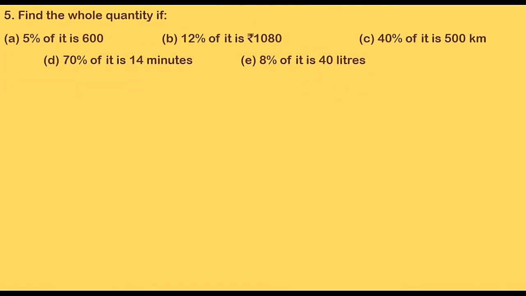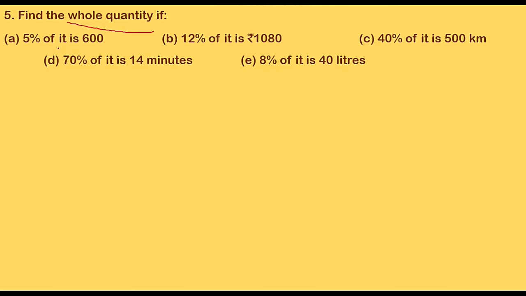Next question, question number 5. Find the whole quantity if A, 5% of it is 600, B, 12% of it is rupees 1080, C, 40% of it is 500 kilometer, D, 70% of it is 14 minutes, E, 8% of it is 40 liters. Here we have to find the whole quantity. So whenever we have to find the whole quantity, we will take it as a variable. Here I have taken x as the variable. So the whole quantity is x.